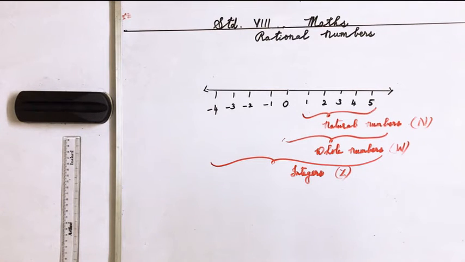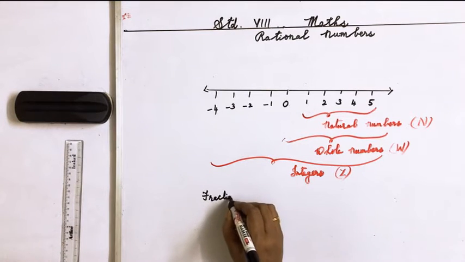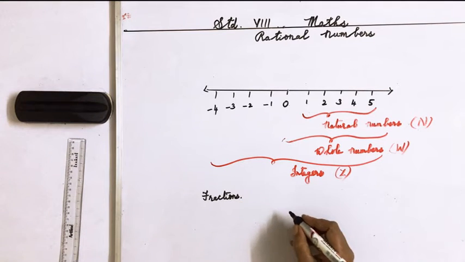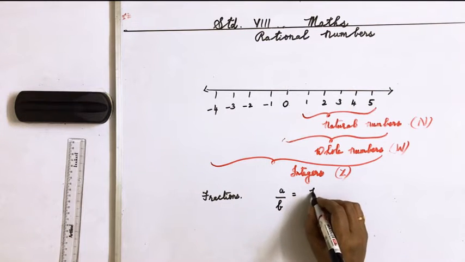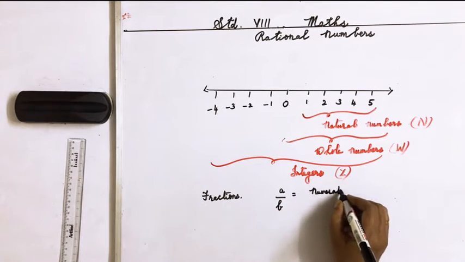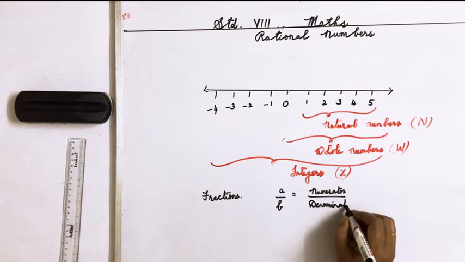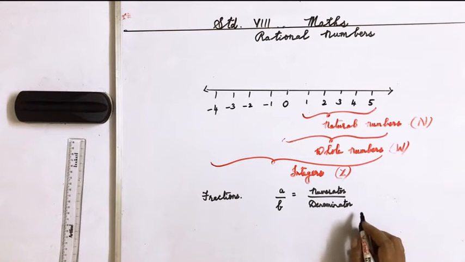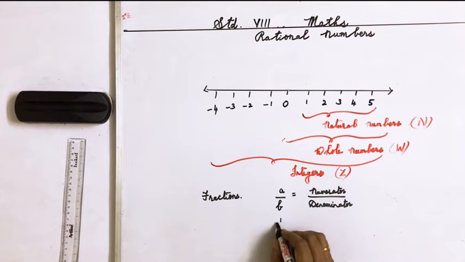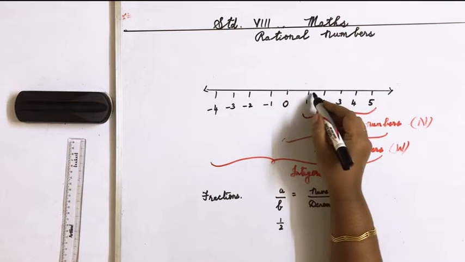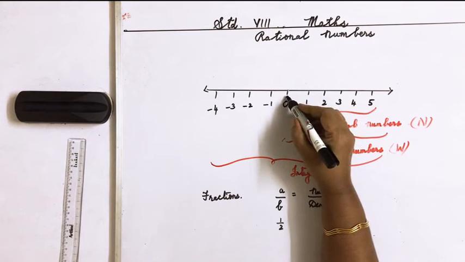In your lower classes, you would have also studied fractions. What are fractions? A number written in the form of A by B, where A is the numerator and B is the denominator. Here both numerator and denominator are positive numbers. So where will you represent a fraction on the number line? If you take 1 by 2, we represent it between the whole numbers, that is, on the right side between 0 and 1.